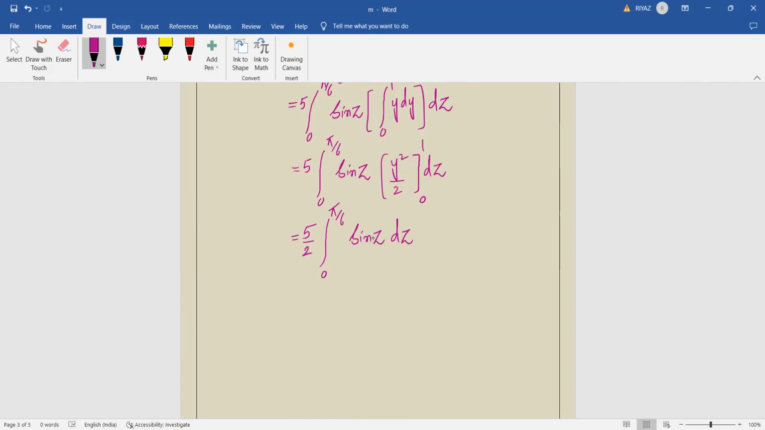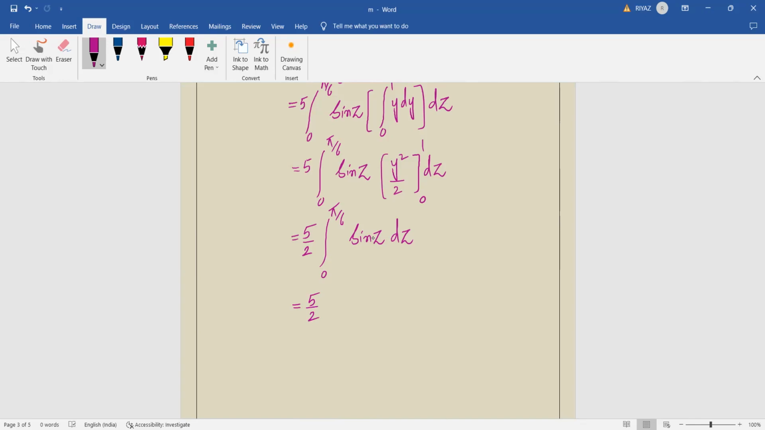Look, one more thing. When I am integrating with respect to y and after substituting the limits, no more y is available. With respect to x, after integrating x and substituting the limit, no more x is available. If it is still there, it means you are doing it wrong. For example, with respect to y, after substituting y limits, no more y is available. It means you are going the correct way.